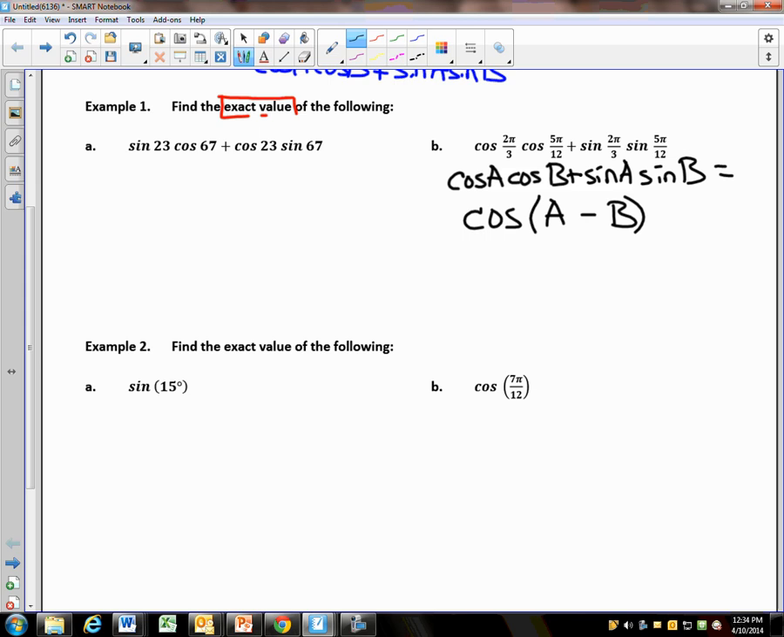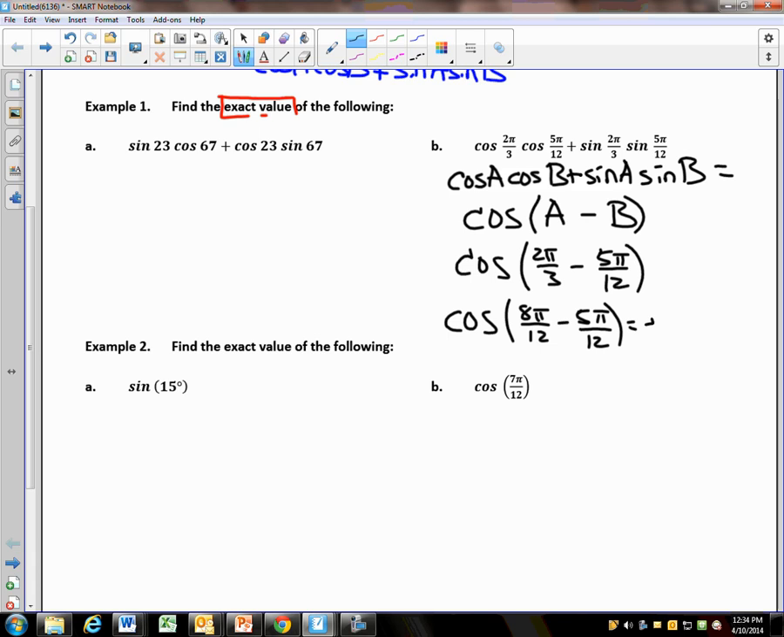So all I have to figure out is what A and B are. Cosine of what is A? 2 pi over 3 minus 5 pi over 12. If I subtract those, I need to find common denominators. So this happens to be cosine of 8 pi over 12 minus 5 pi over 12. What's 8 pi over 12 minus 5 pi over 12? Pi over 4. 3 pi over 12, which is pi over 4.